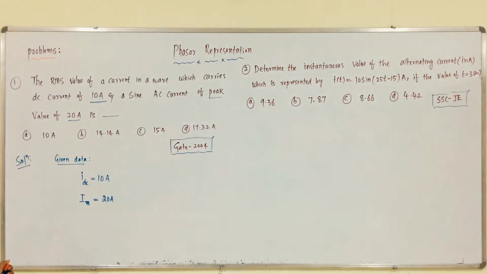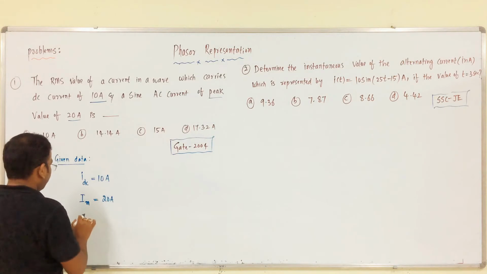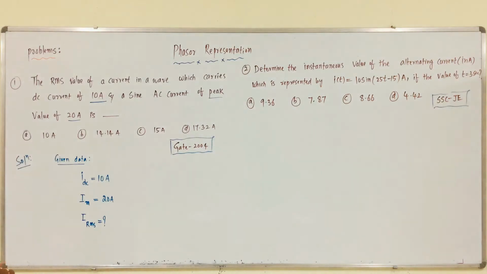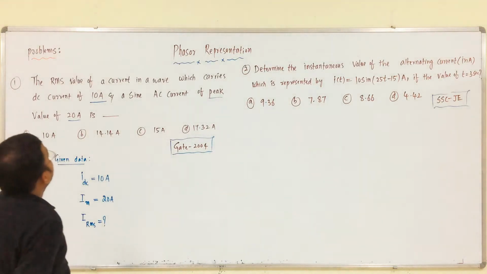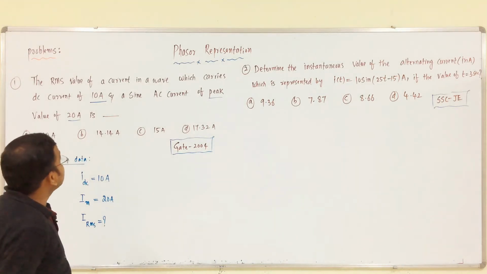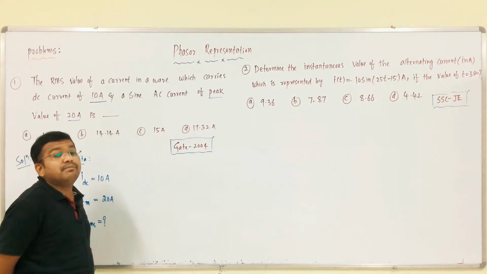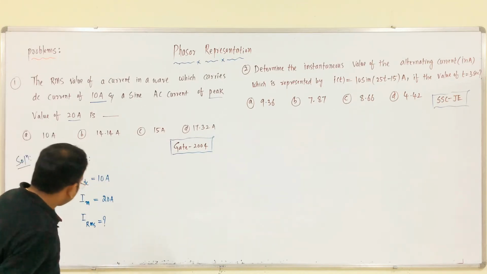Maximum value of current, we have to calculate the RMS value of current in a wave. So, the RMS value of current in a wave which carries a DC current of 10 amps as well as AC current of 20 amps, that is the maximum value of current. From that we have to get the RMS value of current.